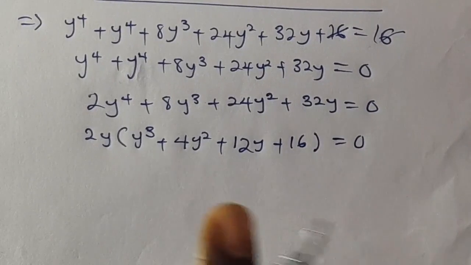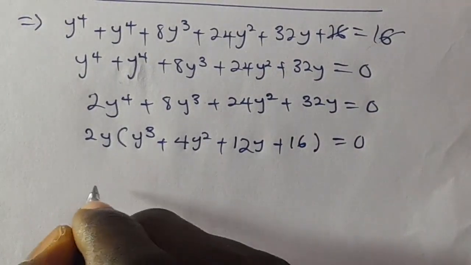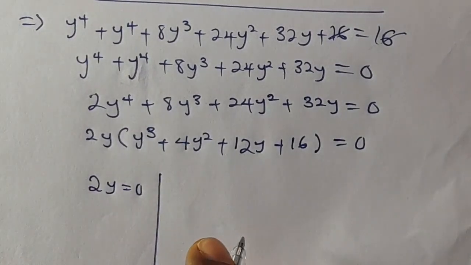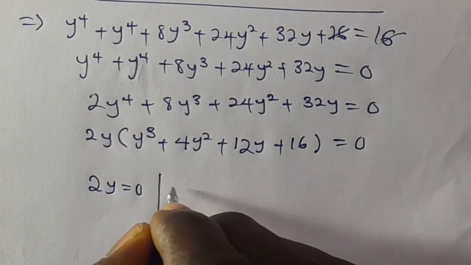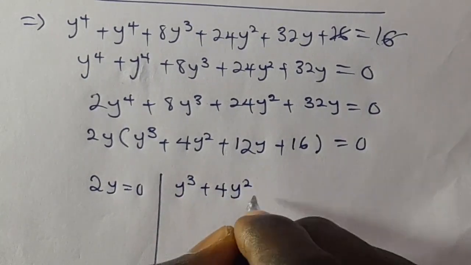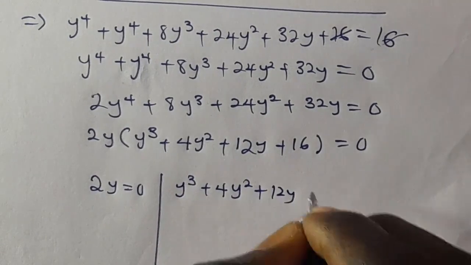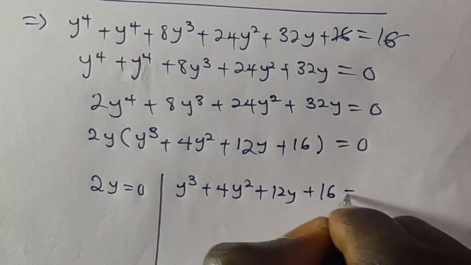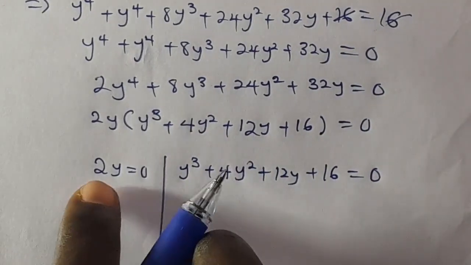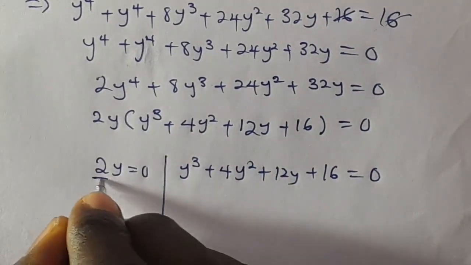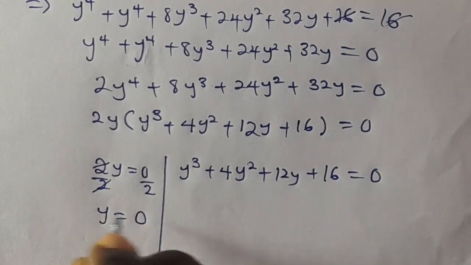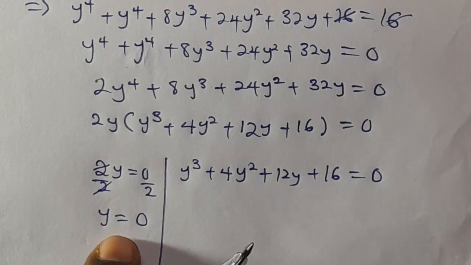So from here, it is obvious that we have 2y equal 0, or we are going to have this expression y raised to the power 3 plus 4y squared plus 12y plus 16 equal 0 before this expression can be satisfied. Now, if 2y equals 0, by dividing both sides by 2, this will take away this, then we have our y equals 0.